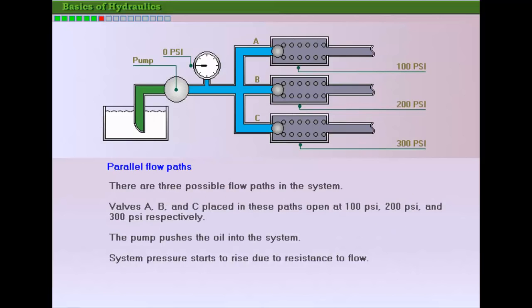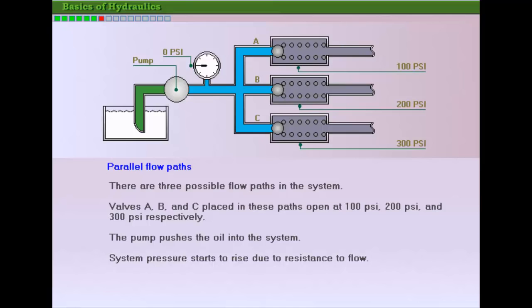Fluids always take the path of least resistance. When parallel paths of different resistance are present in a system, the pressure buildup in the system is just enough to overcome the path with the least resistance and push the fluid through it. Consider three possible flow paths through valves A, B, C. For these paths, let's see how oil flows through the valves set at different pressures. In this system, check valves A, B, and C are set at pressures of 100, 200, and 300 psi, respectively.